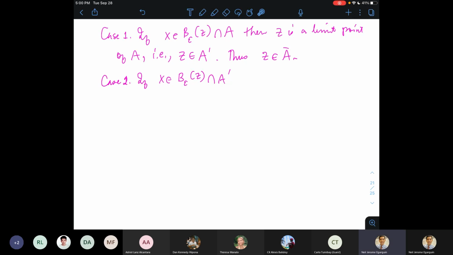Okay, nakikita nyo ba kung bakit mas mahirap yung case 2? Or at least naisip ko mas mahirap siya kaysa kay case 1. Unless I'm missing something obvious here. Okay? Kapag na-stuck kayo, like what I am experiencing right now, let's try to look at an illustration.